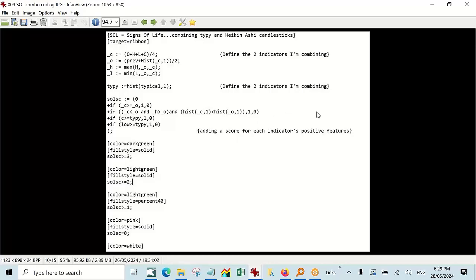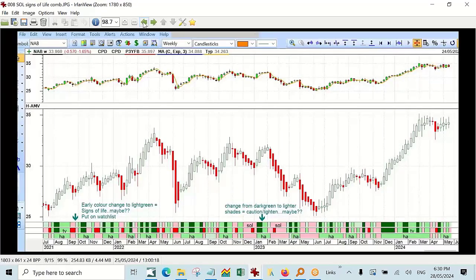I think the maximum you can get, those two, the Heikin Ashi ones, both can't happen together. It's one or the other. But the tippy ones can occur together. The maximum you can get is 3, dark green, 2 for light green, and so on. 1 for light green, 40%. Otherwise, pink for nothing at all. That you can see here.